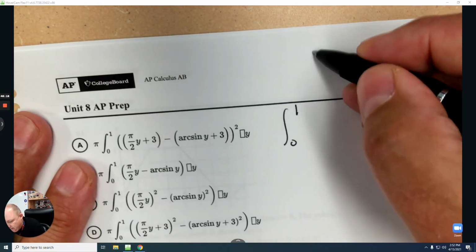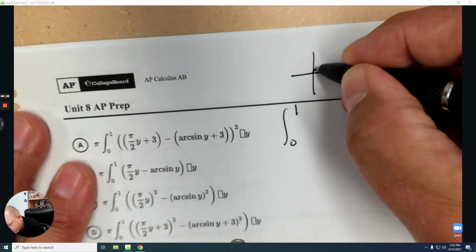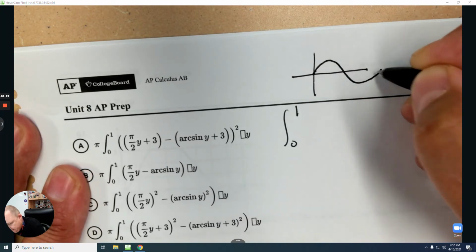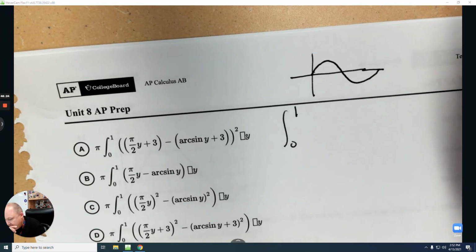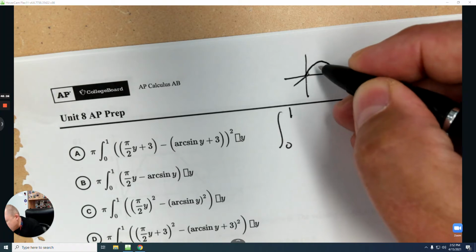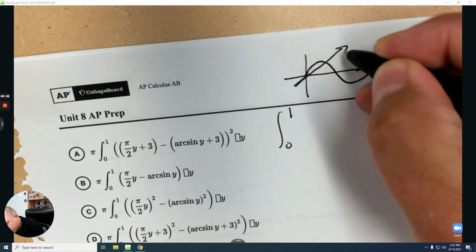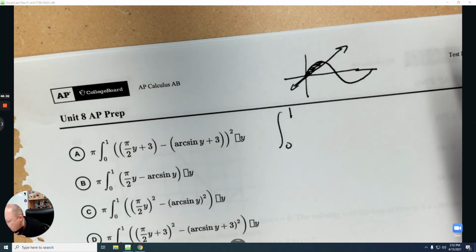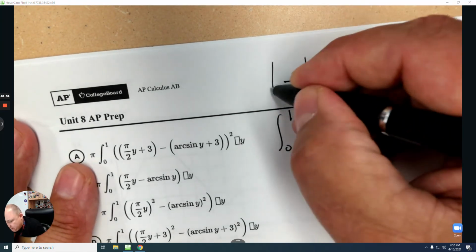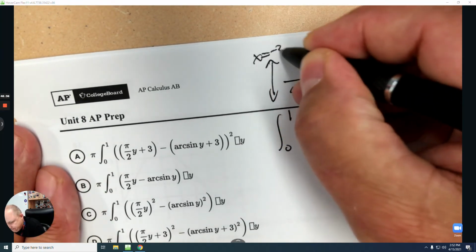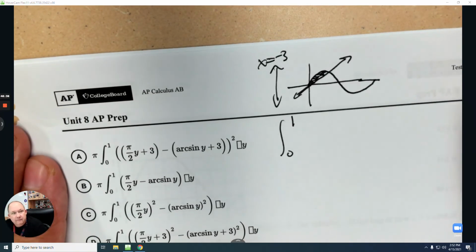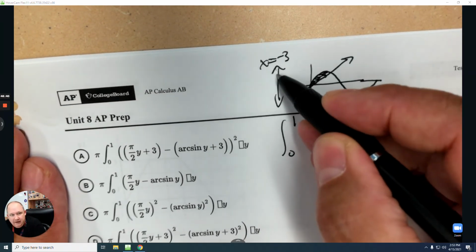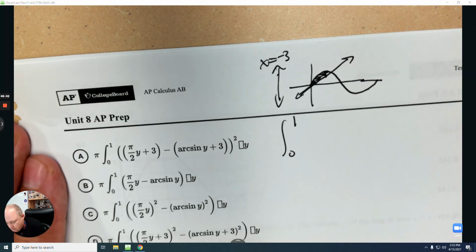If I have a graph, that's the graph of sine. The graph of the line looks like this. And this is the region I'm doing. And I'm revolving it around the line negative 3. So I need to go right, subtract left. There's a space. It's going to be the washer method.